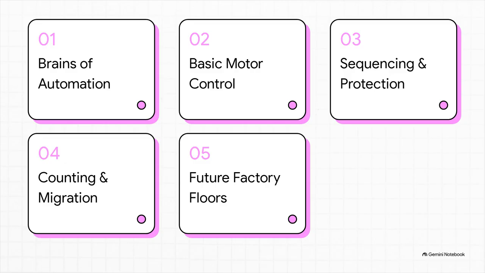We'll start with the brains of automation, move on to mastering basic motor control, check out sequencing and motor protection, touch on counting and migration logic, and finally, look at the future of factory floors. We're going to build this up from the most basic components right through to complex, automated systems.